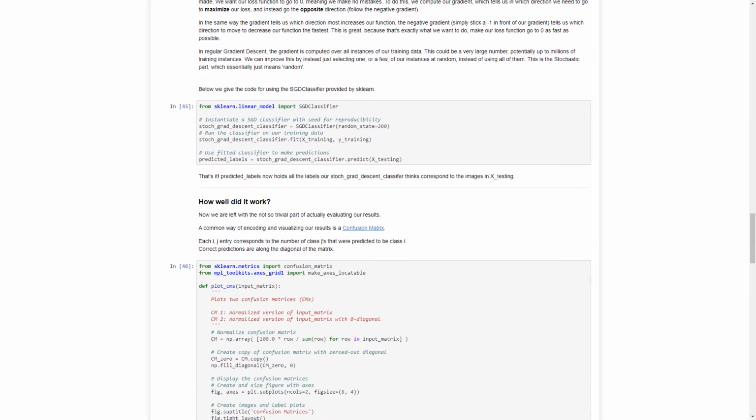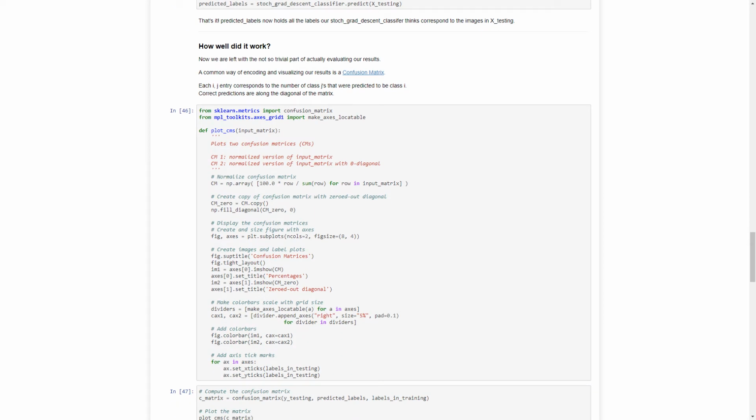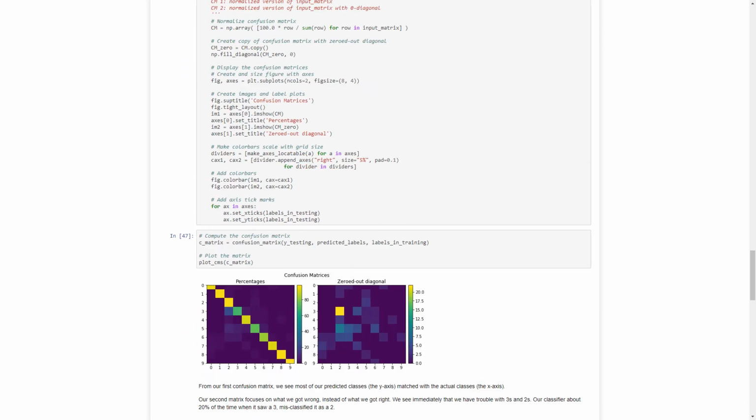So right here is where we actually fit the data, right? We create our classifier, we fit our data, and then we use our fitted classifier to predict labels. Okay, great. So we predicted some labels, but how well did it work?